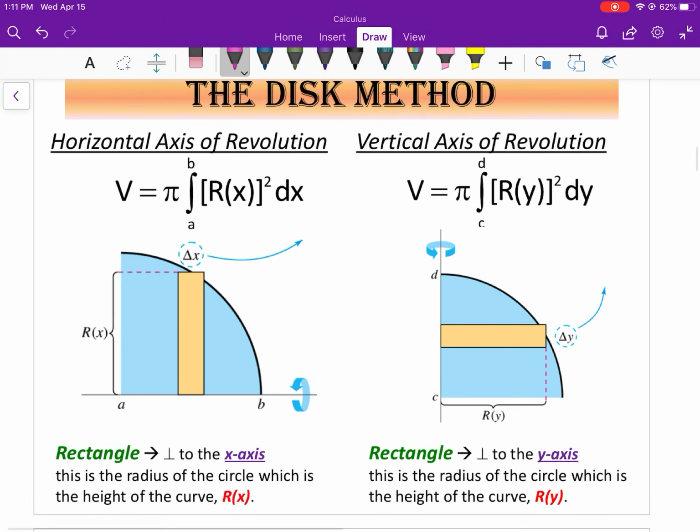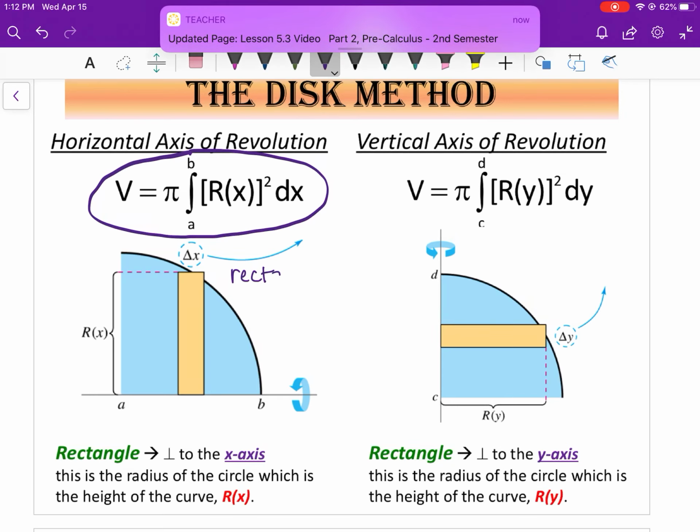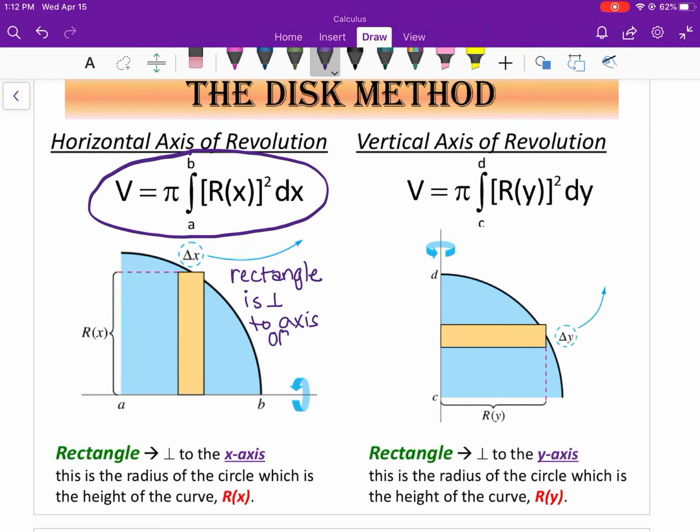Here are the two formulas that you guys need to know. If your axis is horizontal, this is the volume formula that you have. Now, here's the deal. The rectangle that I had you draw in your last set of homework for 7.1 is very important, because this rectangle, as you can see, is perpendicular to the axis of rotation.